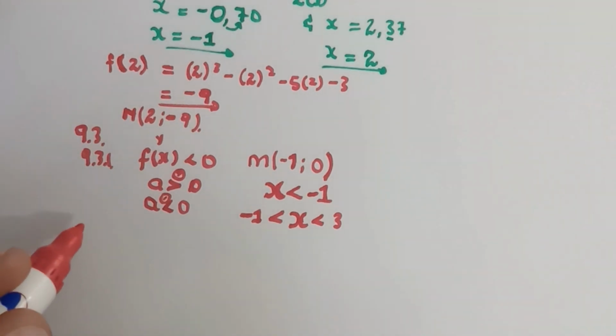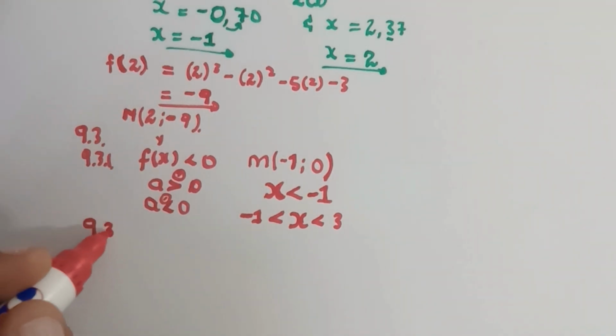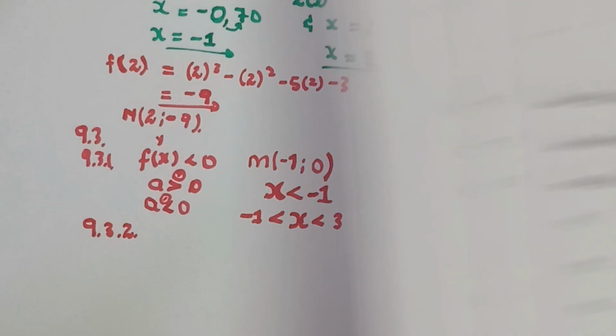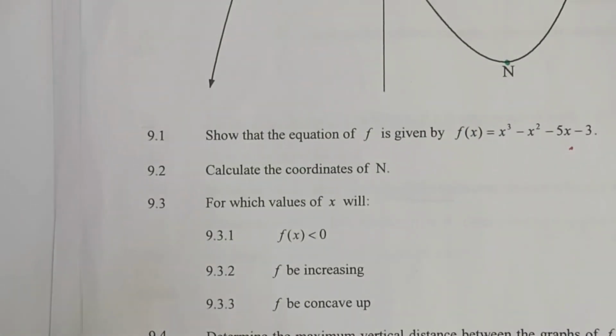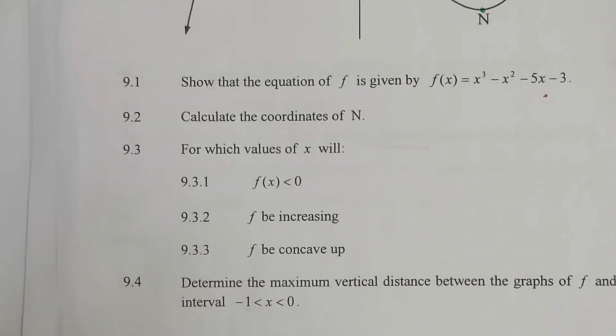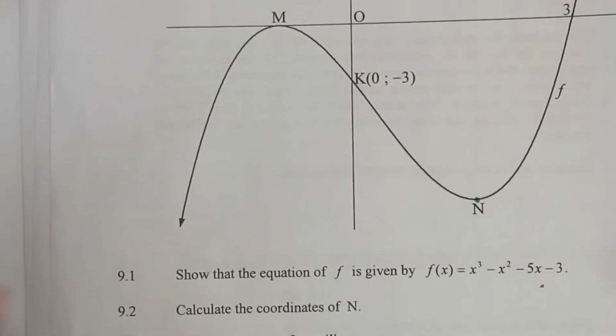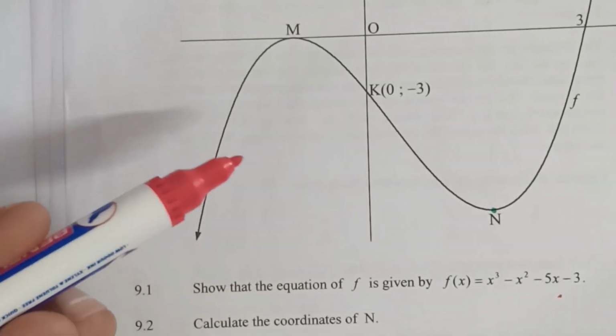We did 9.3.2, and then let's look at 9.3.2. Here it says for which values of x will f of x be increasing. If our graph is increasing, it means that our m value, our gradient, must be positive. So now let's interpret again, looking at this graph with respect to the values of x that it has.